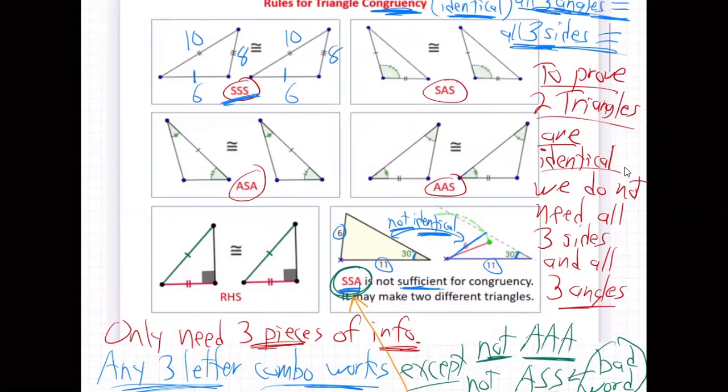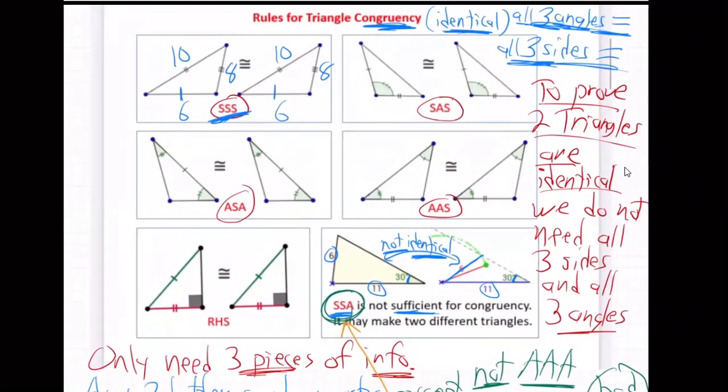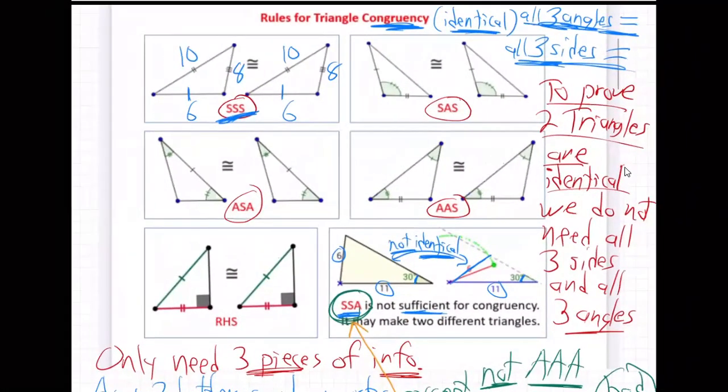Well, that's called side, side, side. And that's enough information. Enough information for what? To prove that the two triangles are identical in every way. Yeah, but we don't know about their angles. Well, their angles have to be the same. That's what it means to prove something, right? You've found that it is true. So if all you need to know is three sides in one triangle are the same as three sides in the other triangle, then the angles have no choice, they must all be the same.